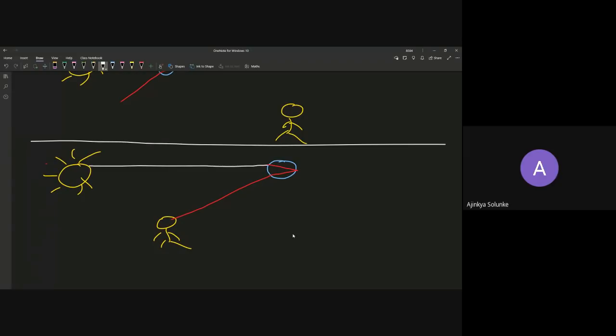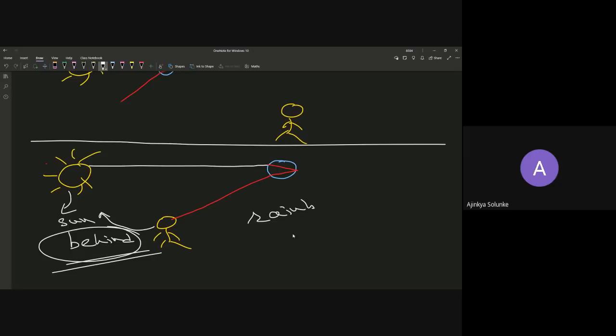So what is the condition? The sun should be behind you. The condition required for a rainbow is that the sun should be behind you. Would you be able to remember this, that the sun needs to be behind you to see that rainbow? Otherwise it is not possible.